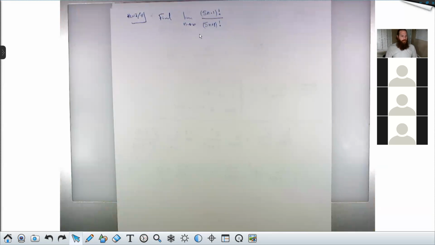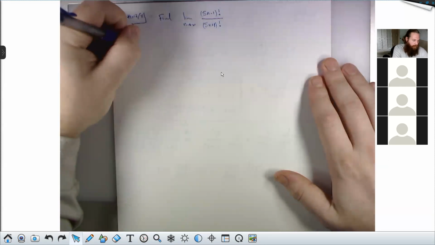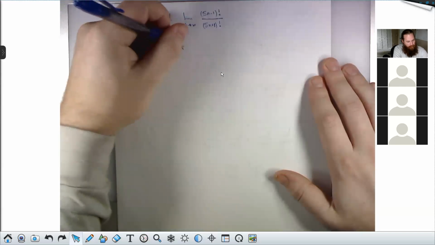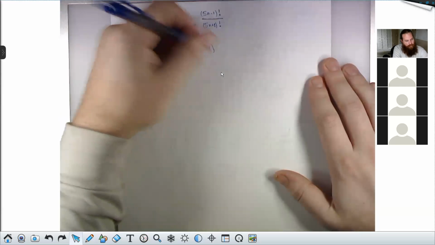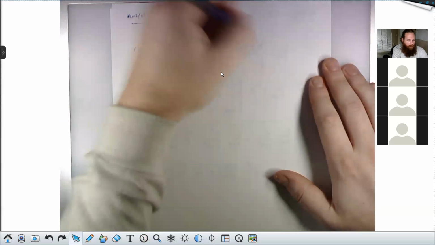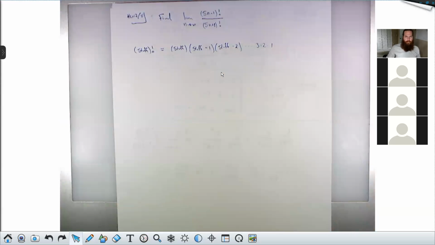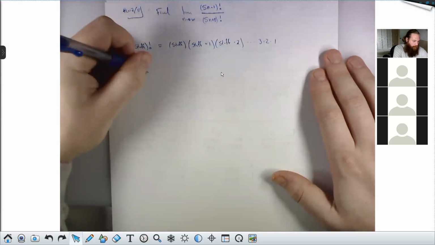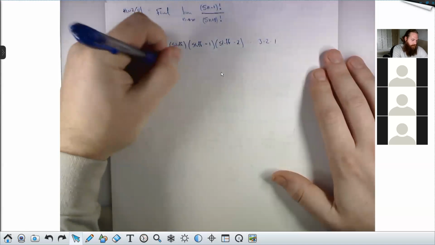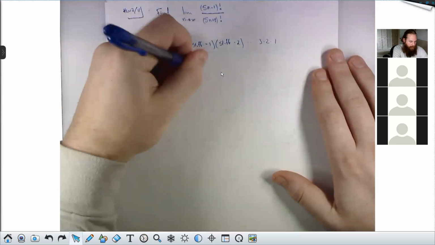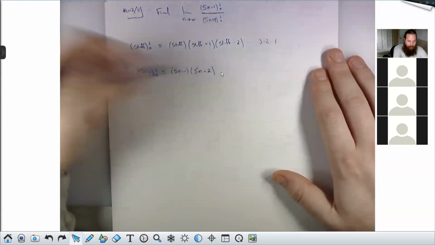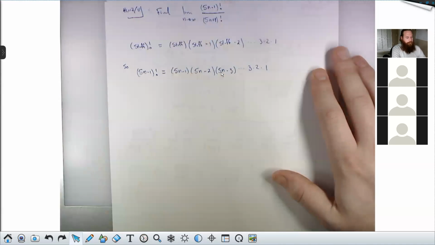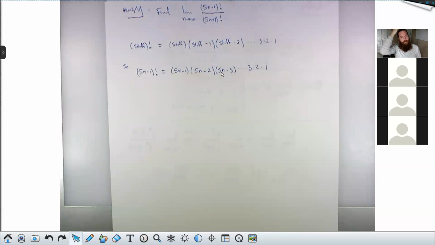The idea here is to remember what the factorial is. Some stuff factorial is that stuff times that stuff minus 1 times that stuff minus 2 all the way down to 3 times 2 times 1. So 5n minus 1 factorial is 5n minus 1 times 5n minus 2, because if you subtract 1 from 5n minus 1, you get 5n minus 2, times 5n minus 3, all the way down to 3 times 2 times 1. So it's the product of all the numbers less than or equal to 5n minus 1.